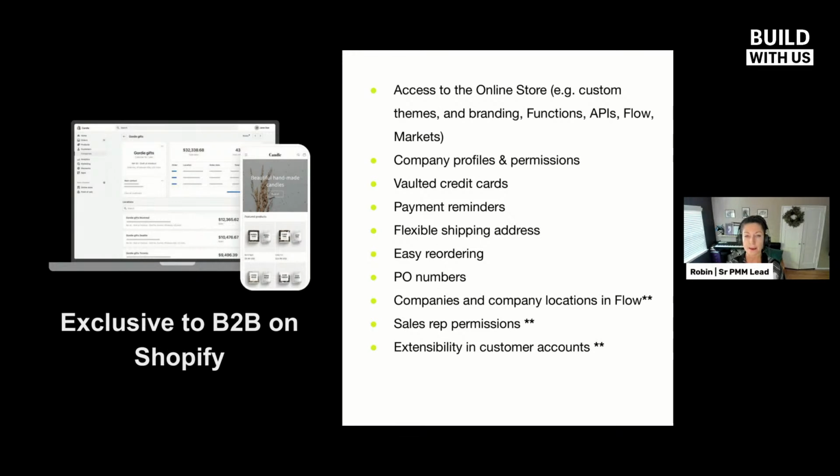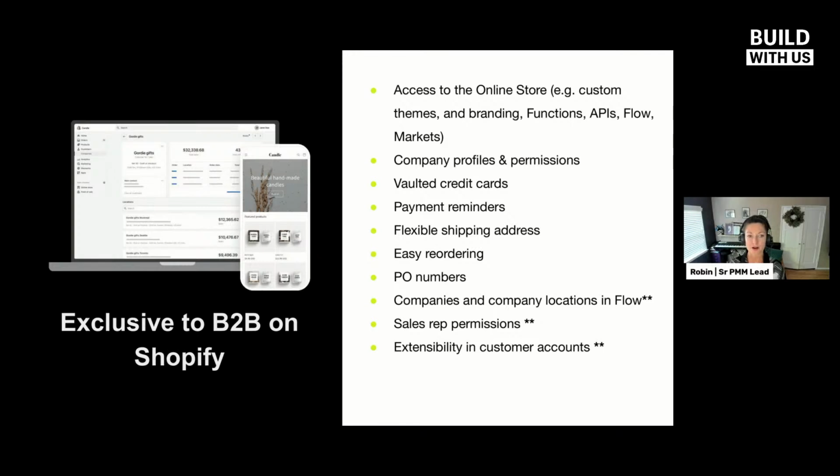B2B customers also have the ability to better manage their own orders and accounts using our intuitive self-serve portal. With flexible shipping address, you can decide on a per customer basis whether buyers are able to enter in a new one-time shipping address at checkout. Customers can also place easy reorders by navigating to their order history page and any order details page and hit the Buy Again button to easily duplicate past orders.